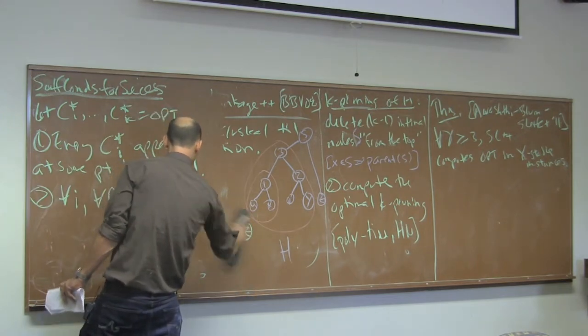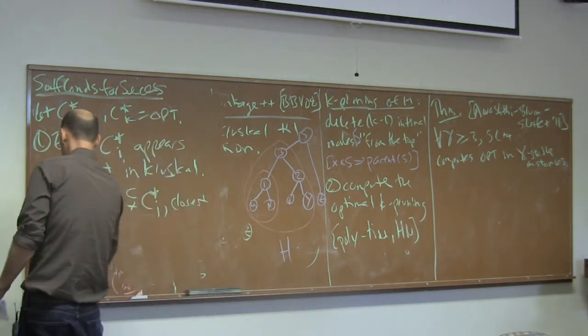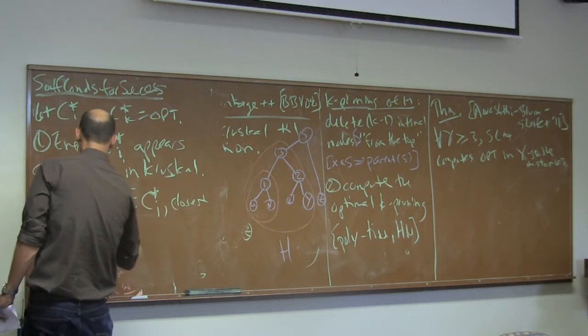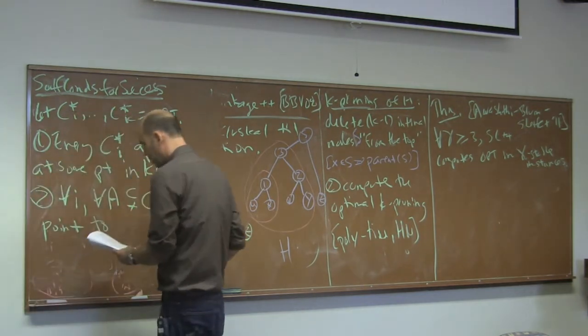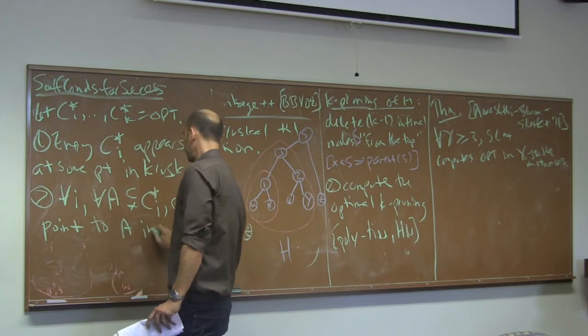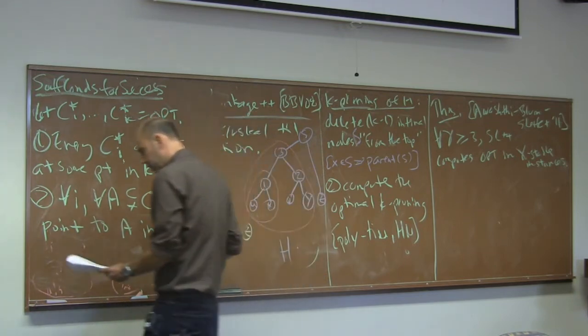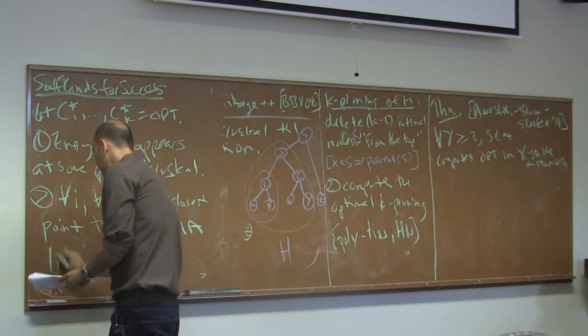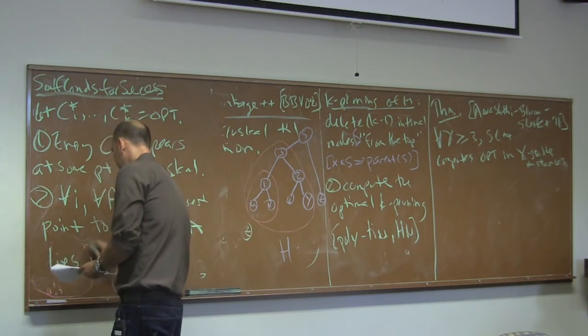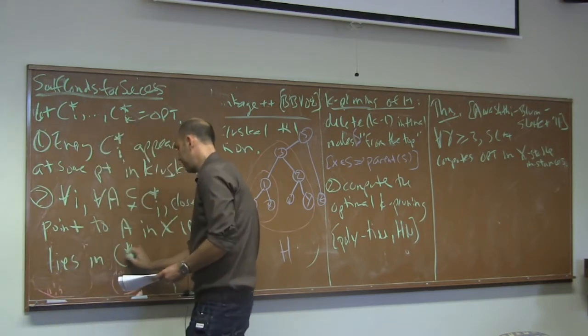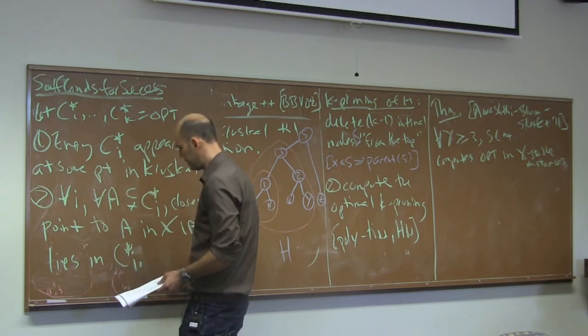condition for correctness is that the closest point to A, remember X is the set of all points, so the closest point to A, not counting those already in A, lies in C star I, not outside of C star I.